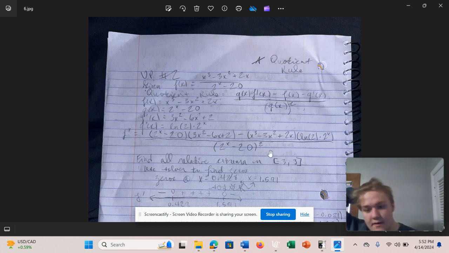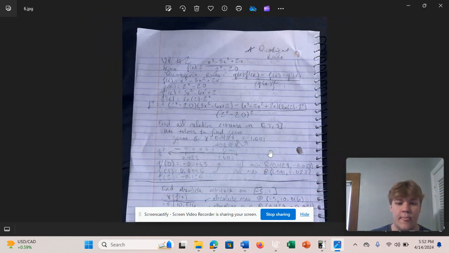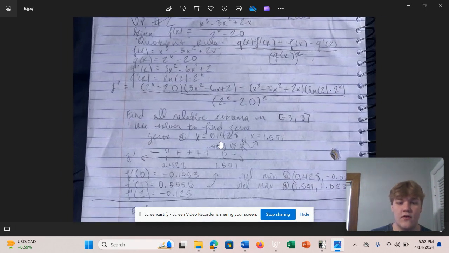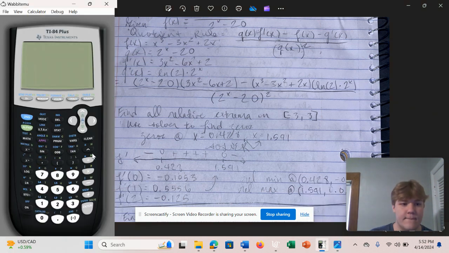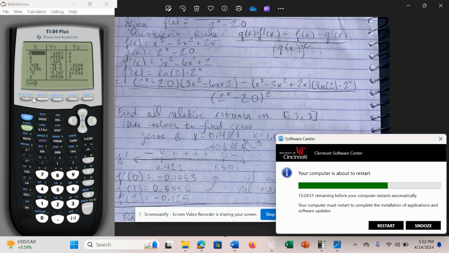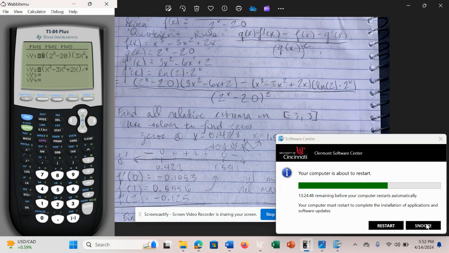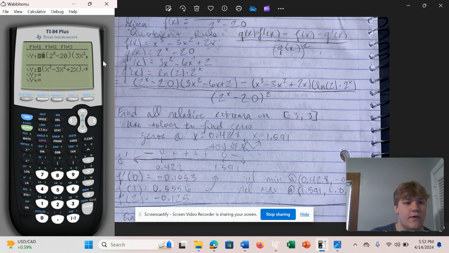So first step is to use solver to find the critical points or zeros of that derivative function. I have that in my y1 right here, this whole giant formula.